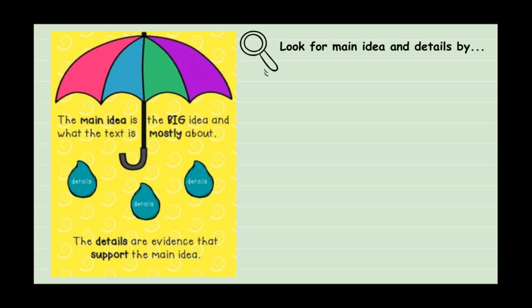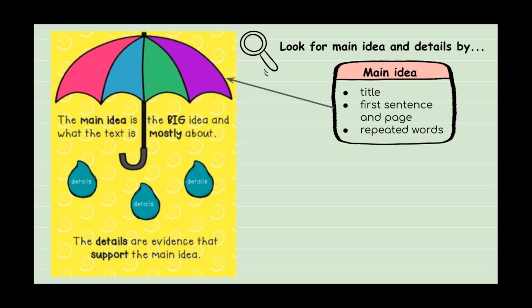These are some strategies that Miss Argento and Miss Battle taught you. Use these strategies to look for the main idea and details. To find the main idea, look at the title, first sentence or first page, and words that repeat. These things will give you clues to what the book is all about.